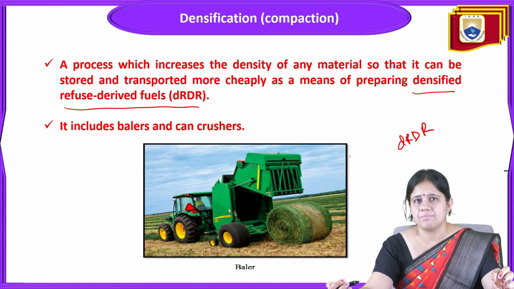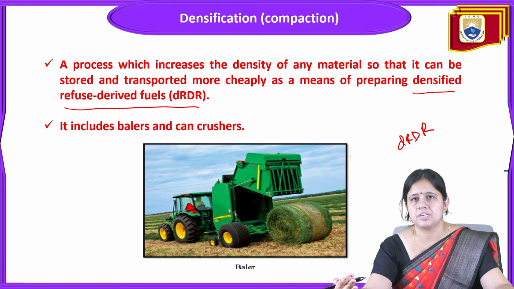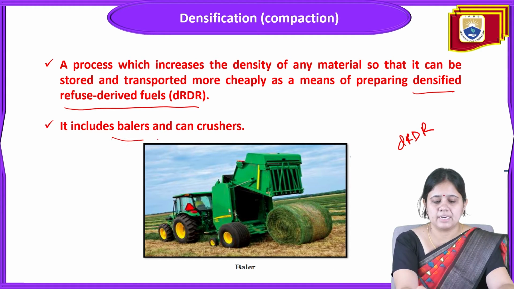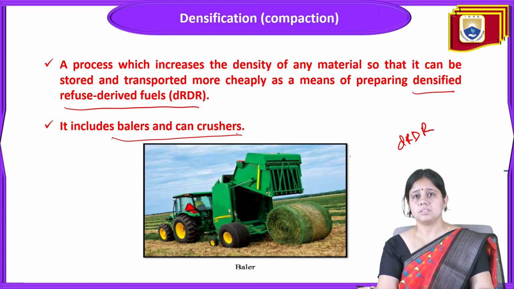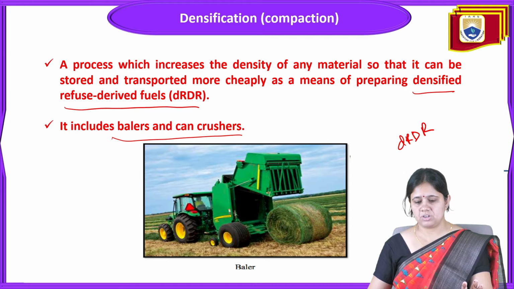For this refuse derived fuel, this densification is there, and it is like compaction of waste. During this process, it is going to increase the density of any material so that it can be stored and transported more cheaply, as a means of preparing densified refuse derived fuel. It includes balers and a can crusher. The equipment used in this densification process is the baler and the crusher. You can see this is a picture of a baler.